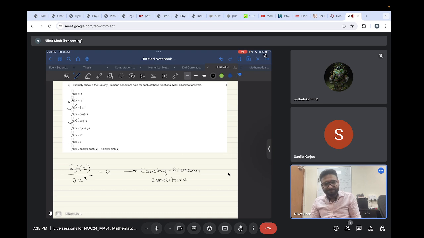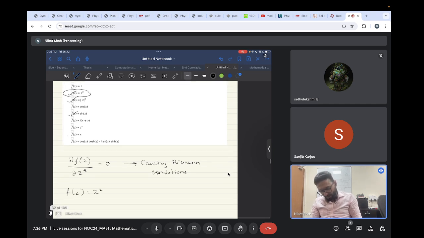Is this okay? You know this, right? If not, refer to the lectures. Lectures, of course, mention this. So, okay, say for example, f of z is equal to z square. I am looking at this second one. f of z is equal to z square. So here, del f by del z star is clearly equal to 0 because there is no z star here. So therefore, this satisfies. I'll write here, satisfies.